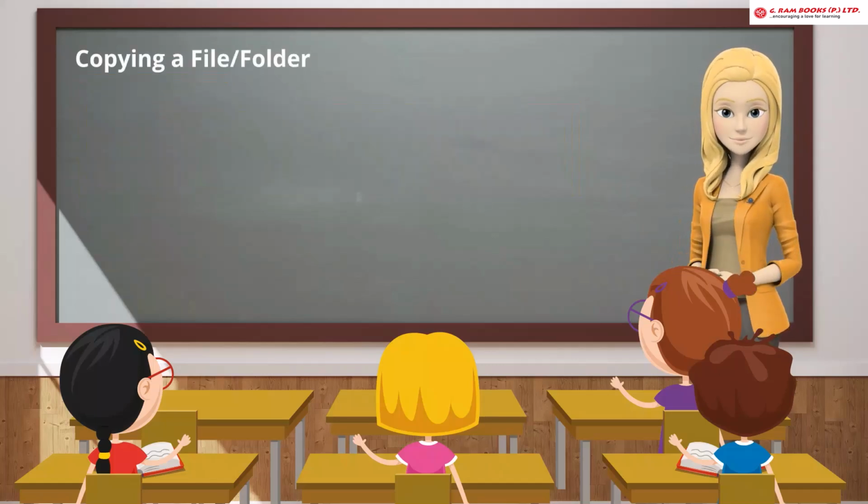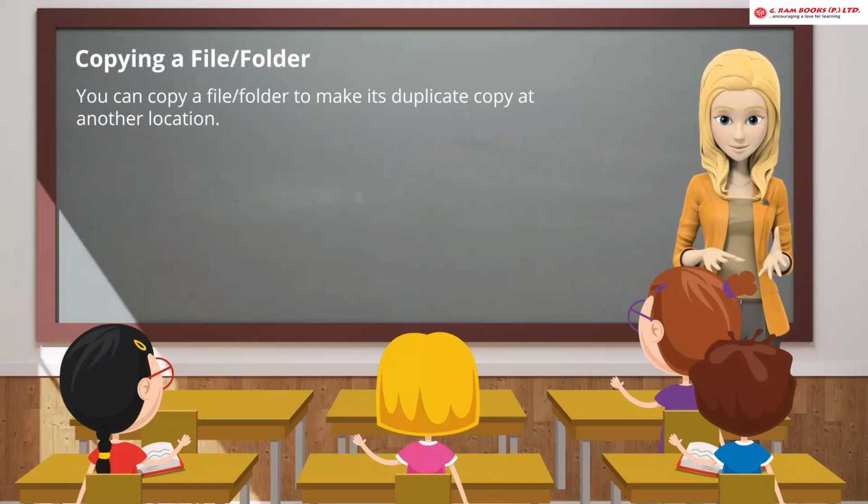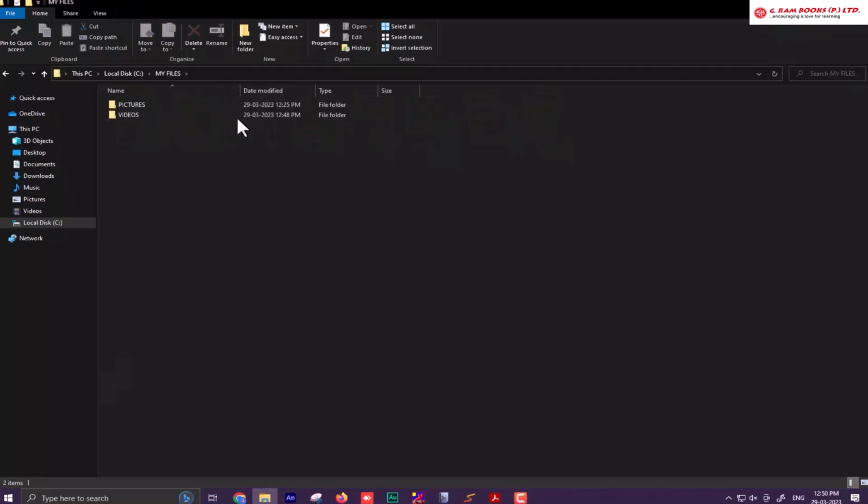Copying a file or folder. You can copy a file or folder to make its duplicate copy at another location. To copy a file or folder, open the location that contains the file or folder you want to copy. Select the file or folder you want to copy.